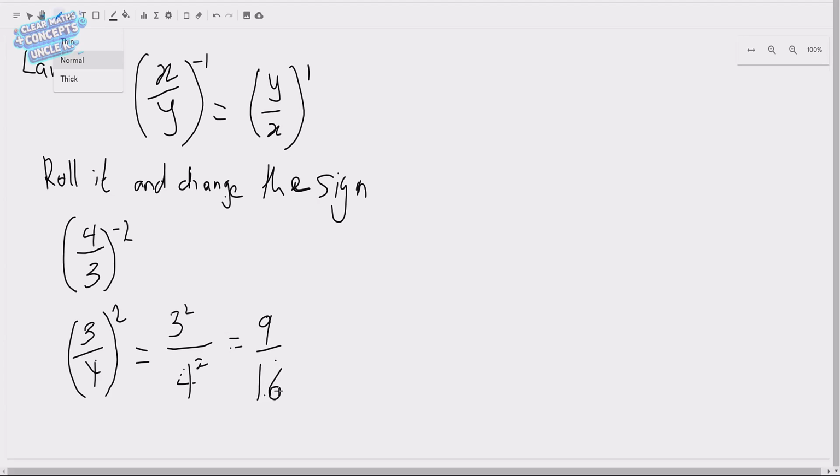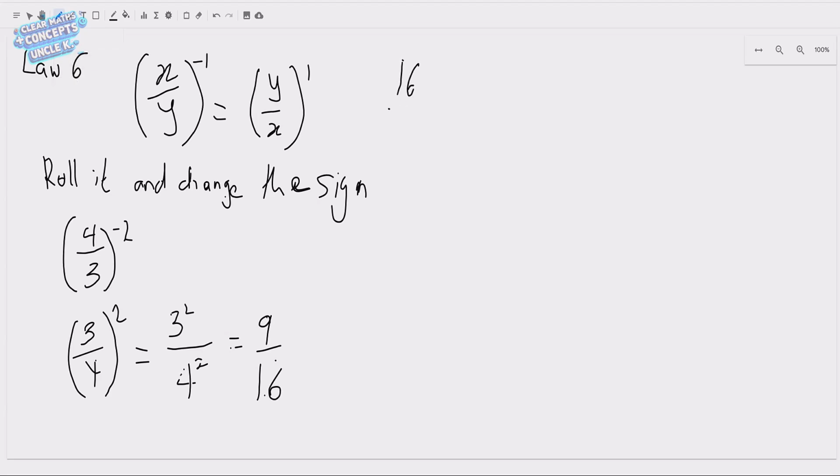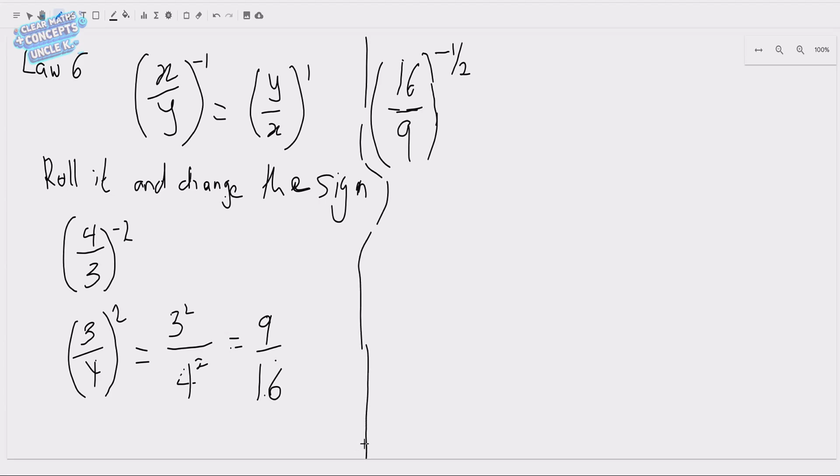Alright, so let's do 2 more examples on that. Okay, so you have 16 over 9 raised to the power of minus 1 over 2. Now the best way to go about this is what? You roll it and then you change the sign.